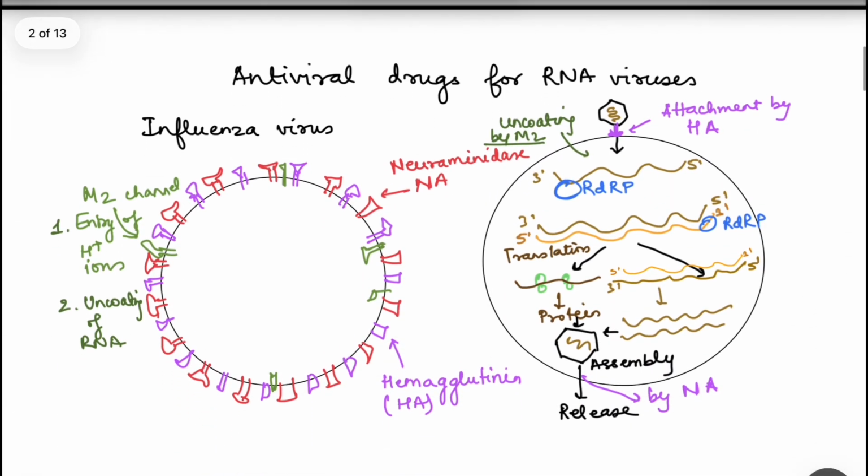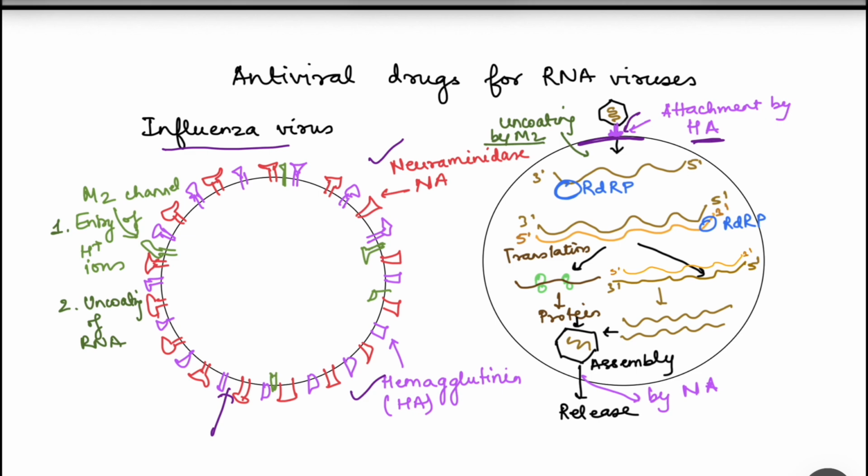So when we talk about influenza virus, we will know a little bit about the structure as well so that we understand the drugs better. This influenza virus has a coat, and on this coat are present certain proteins, that is neuraminidase and hemagglutinin, and they have different functions. This hemagglutinin protein is important for attachment of the virus to the host cell. So here we are seeing hemagglutinin is responsible for attachment of the virus to the host cell and hence entry of the virus.